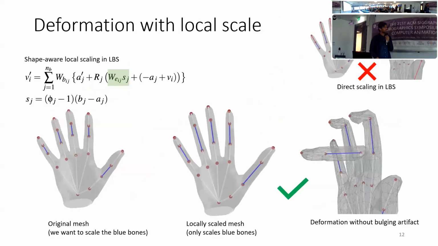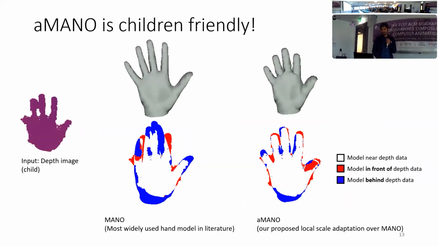So if we use these parameters, the scaling factor along with our endpoint weights, this gives us a way to elegantly integrate our local scale parameters into the modified LBS. And now we can notice that we can scale the desired bone and deform it without any bulging or scaling artifacts during deformation. So okay, now we have this machinery of adapting the local scale of the mesh.